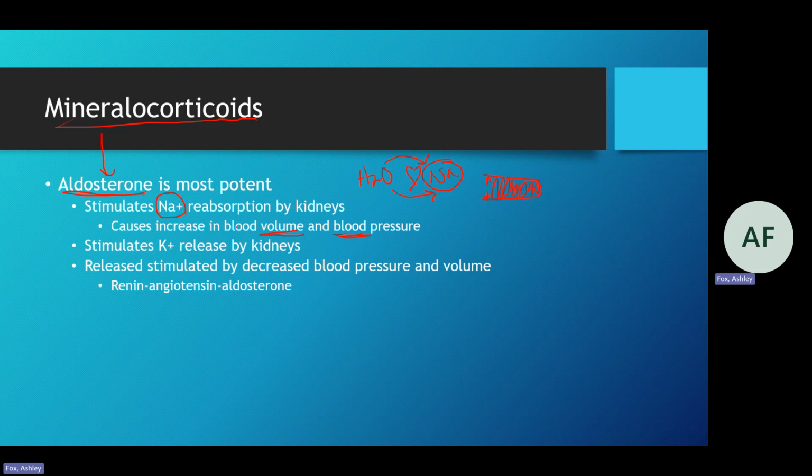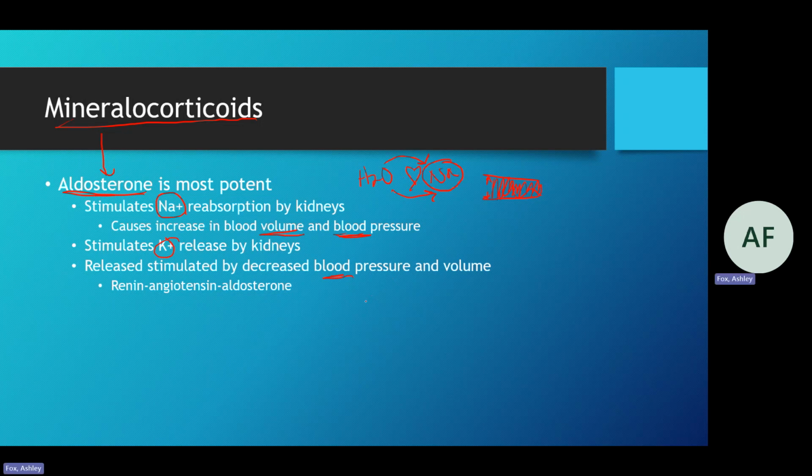Because you're keeping sodium, sodium and potassium always pretty much oppose themselves. Wherever sodium goes, potassium goes in the opposite direction. So potassium is actually going to be released by the kidneys. Aldosterone is released oftentimes when you have low blood pressure. Well, water's going to follow sodium.